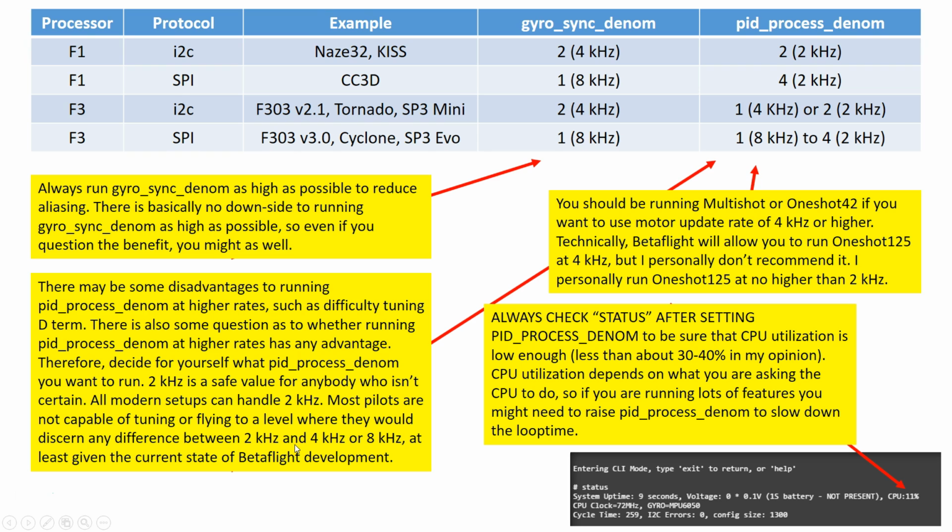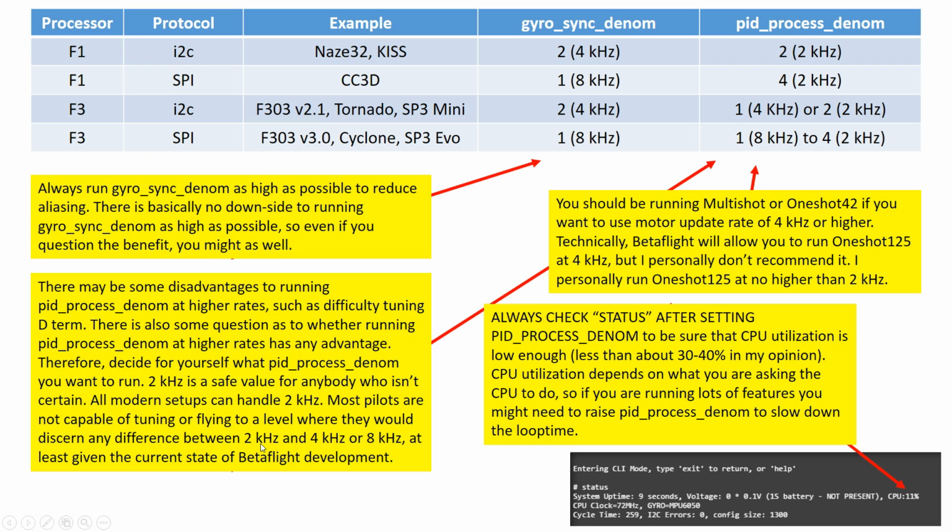After all, as is famously pointed out anytime this is mentioned, KISS runs at 1 kilohertz and flies great. Okay, so I think 2 kilohertz is giving you just that little bit of extra margin to know that you're not leaving much, if any, performance on the table. And that's why I say 2 kilohertz is a safe value.